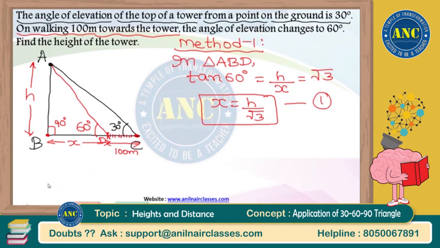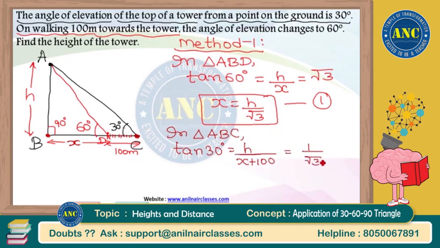Similarly, I have another triangle to work with. The second triangle is the bigger triangle, that is nothing but ABC. If I take triangle ABC, the angle is 30 degrees. So tan 30 is opposite by adjacent. Opposite is h again. Adjacent is BC, which is nothing but x plus 100. What is tan 30 value? It is nothing but 1 by root 3.